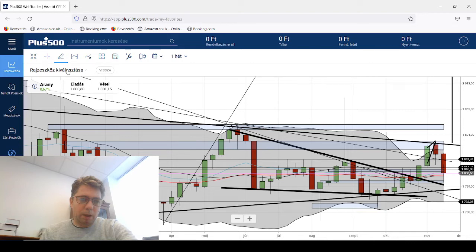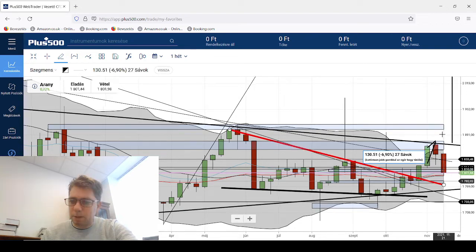Then we need to be careful and use stop losses. Where is our stop loss? Our stop loss is below this area of support, so below 1777. Good.